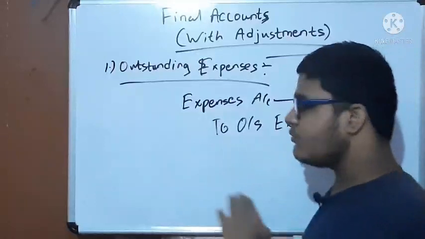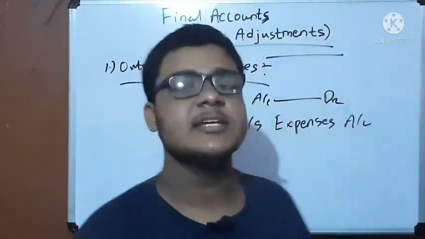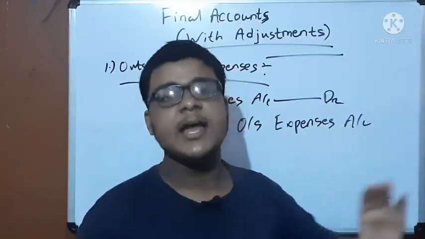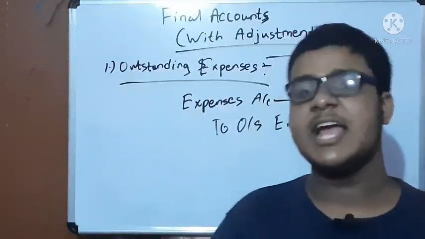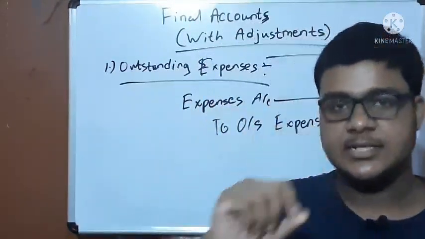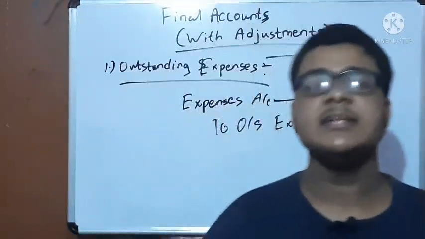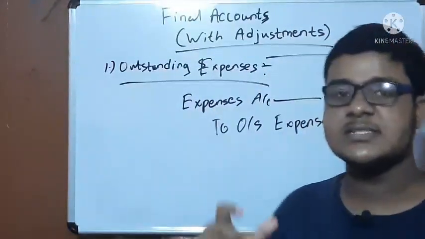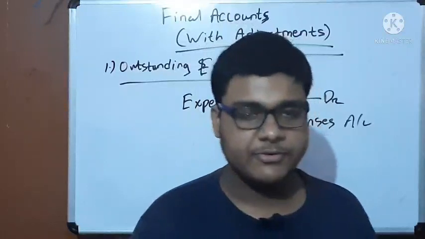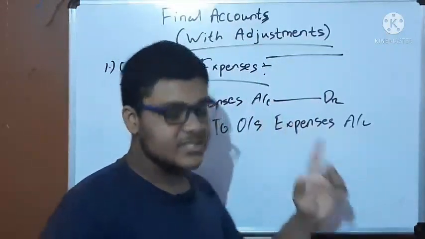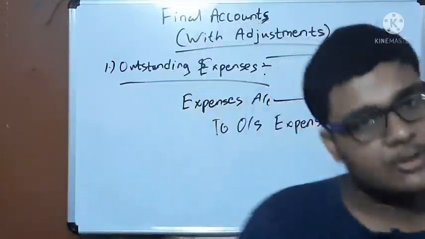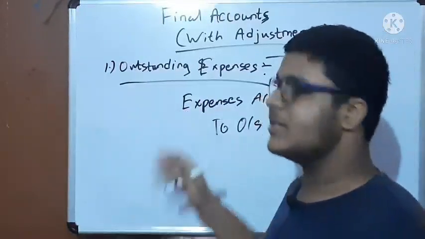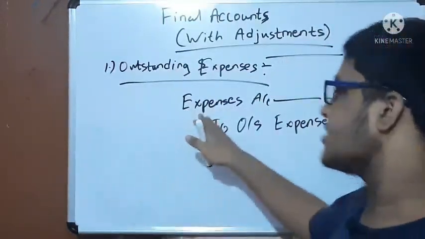So for this accounting period, outstanding expenses is referred to as a liability and it is recorded on the liability side of the balance sheet. It is recorded on the liability side of a balance sheet as a current liability. So outstanding expenses here are referred to as a liability. Expenses is debited because expenses are incurred, so it is debited as per its nature.